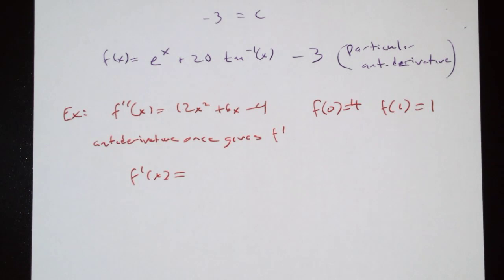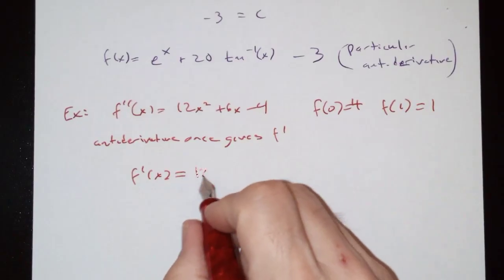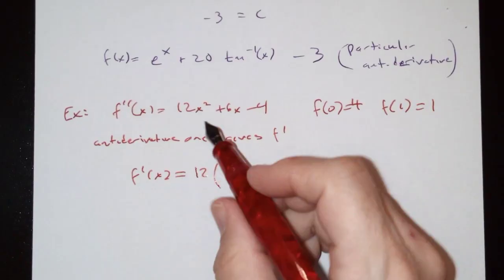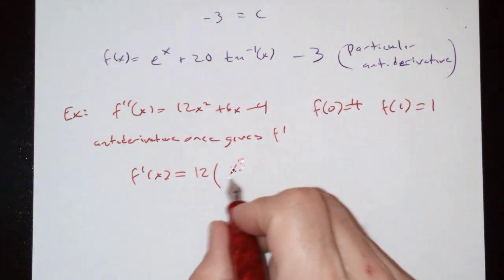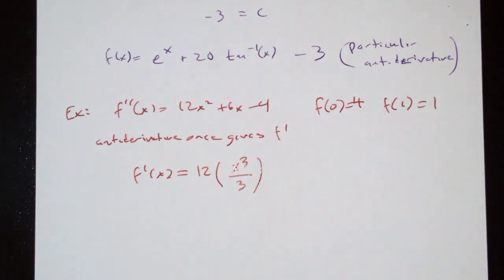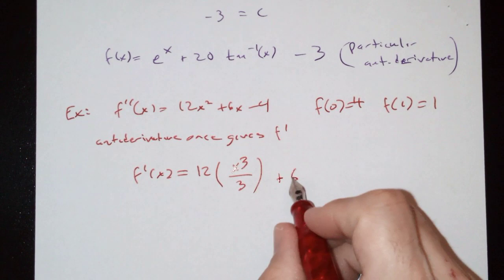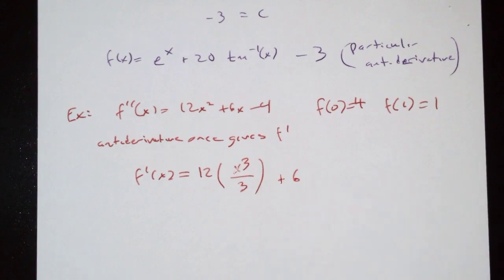Believe it or not, this is all power rule. So let's start all the way on the left. What's the antiderivative of x squared? And the 12 just stays out front. What's the antiderivative of x? Well, that's x to the first.